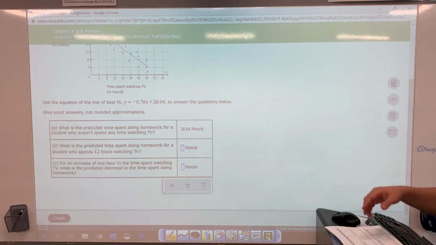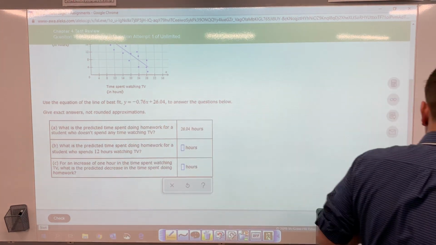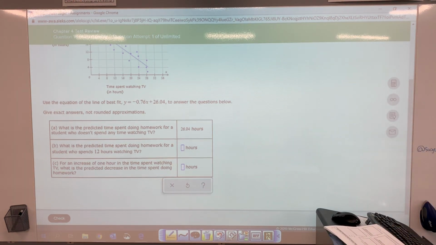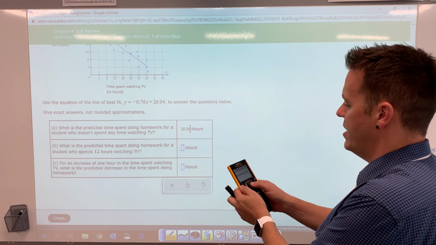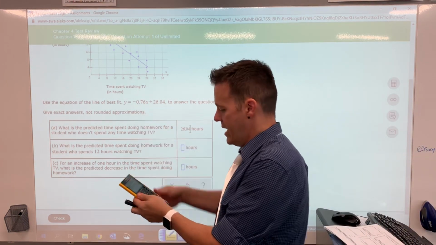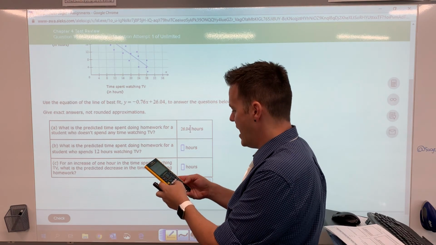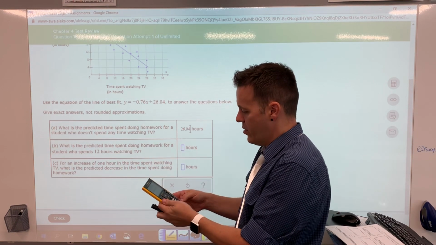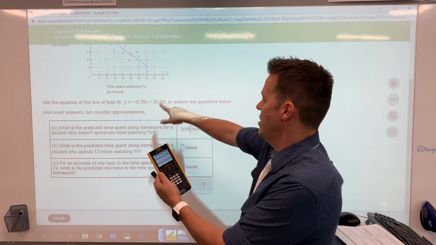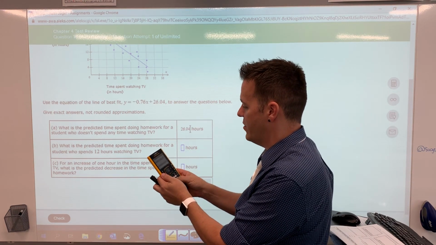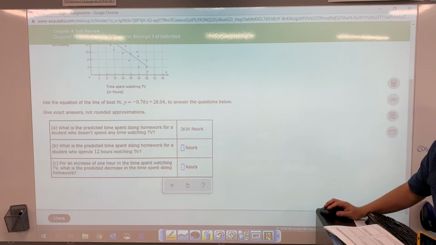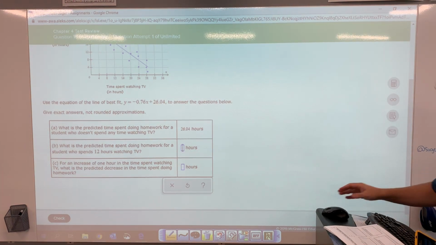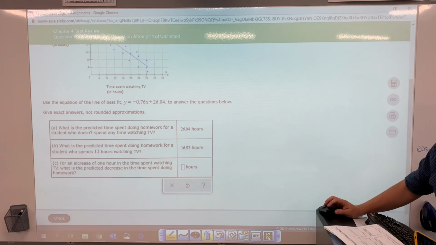What is the predicted time spent doing homework for a student who spends 12 hours watching TV? All right, there's my equation. Now you need to use a calculator on this. If you use the graph, you'll get an approximation that is not correct. So on my calculator, let me hit the calculate button, and I'm going to go negative 0.76 times 12, because that's my hours, and I get negative 9.12, and then I'm going to add 26.04. If I do that, I come up with 16.92. So make sure you do your proper setup.